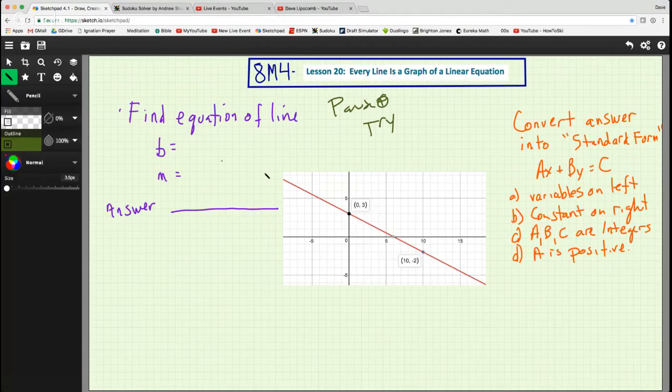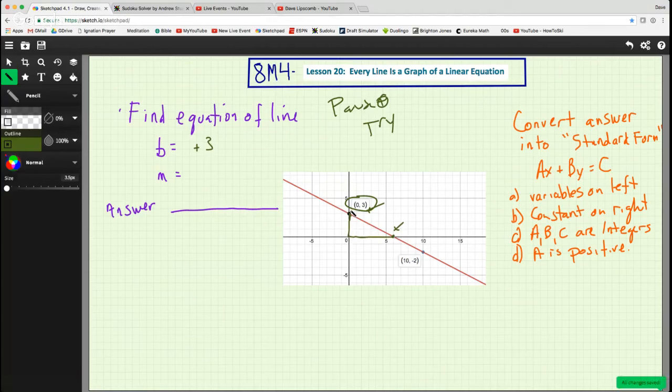Okay, our B is this guy. It's given to us. Positive 3. Now our M, we can use any 2 points, remember, to calculate our rise and our run. Let's use maybe these 2 points. So I'll use this one and this one. But if you use any 2 points, it should work out the same. So here's our rise and here's our run.